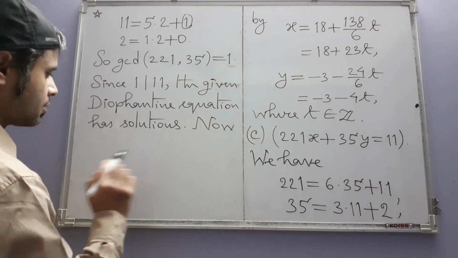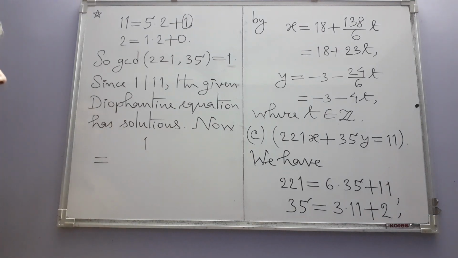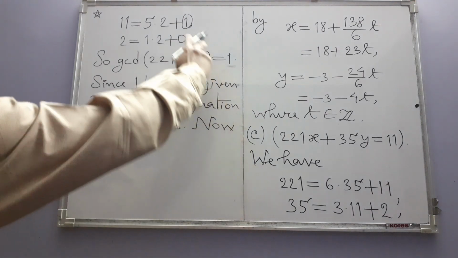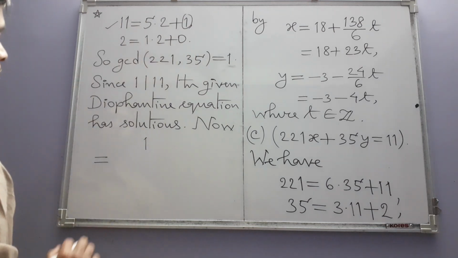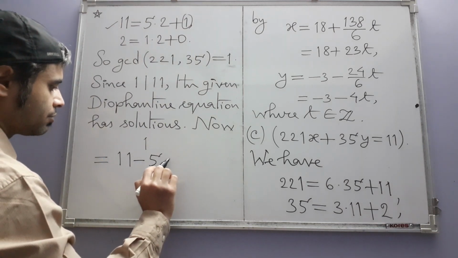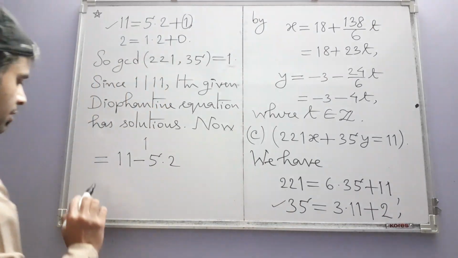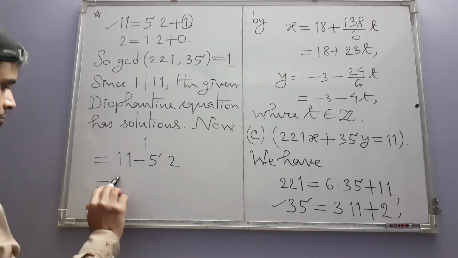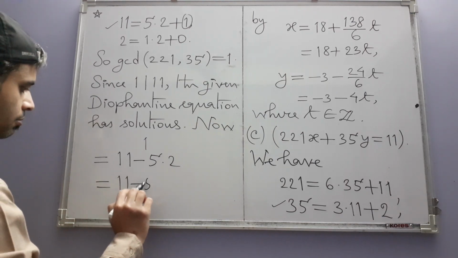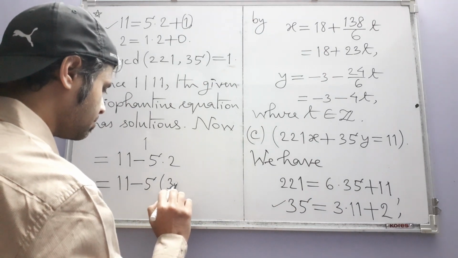Okay, so now it's time for expressing 1 as a linear combination of the given integers. So we use this one first. So 1 is 11 minus 5 times 2. Next we use this one and we replace 2 with 35 minus 3 times 11.